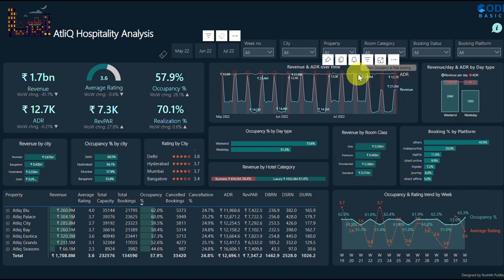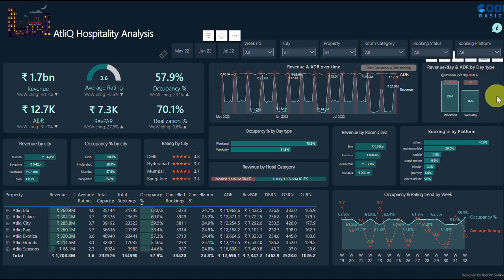This visual allows for easy monitoring of the impact of such a strategy. We could expect to see an increase in ADR on weekends and potentially a slight decrease on weekdays, ultimately driving revenue growth across both periods. These visual trend lines will provide a clear indication of the strategy's effectiveness.